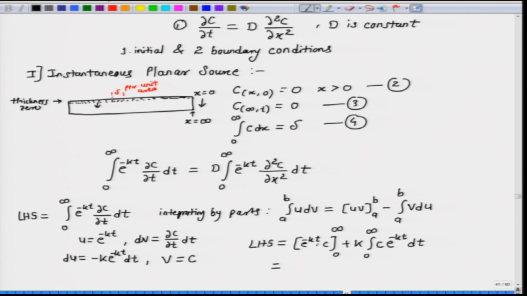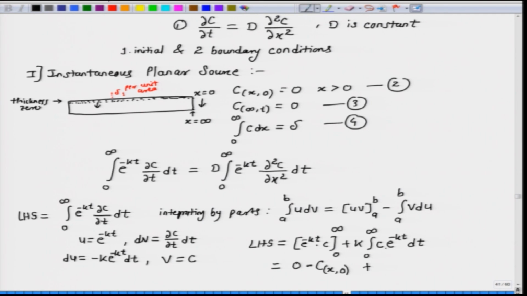So, if we take the values of e to power minus k t and c at t equal to infinity, e to power minus k t at infinity is 0 and c at any position x at any time has a finite value, right, that was the initial condition. So, this is 0 and at t equal to 0 e to power minus k t is 1 and c at t equal to 0, c at x 0 plus, now this integral looks familiar. What is this?